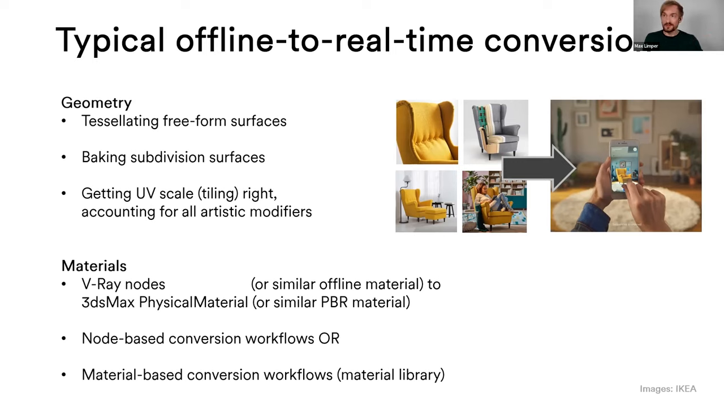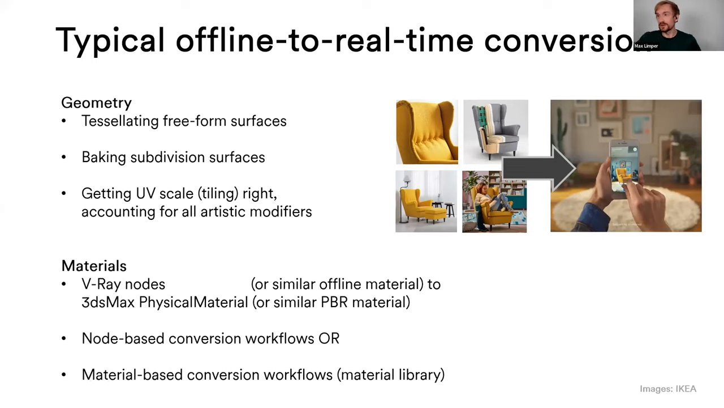With that all being solved, the bigger challenge that remains are actually the materials. And we've heard quite a lot of approaches like how people are trying to solve this problem. Converting V-Ray nodes is something we talked about earlier, and Pavel gave some insights there. So physical material was also mentioned during the Q&A session earlier. So this is definitely one of the biggest challenges, converting a random set of V-Ray nodes to something like 3ds Max physical material that approximates the appearance as closely as possible, knowing that the PBR format may be a bit more limited.